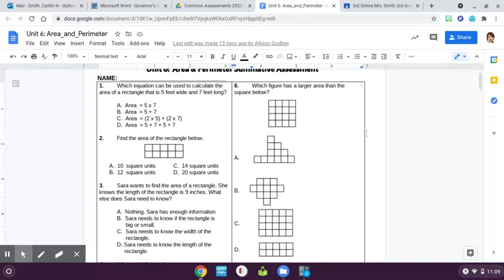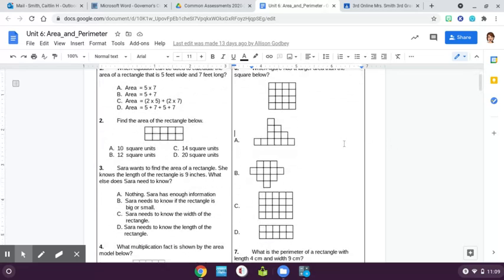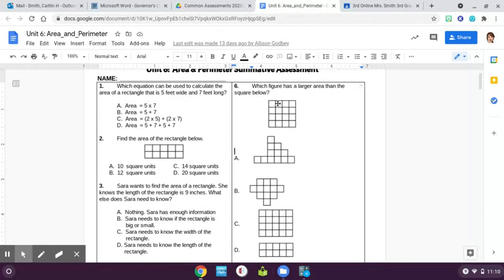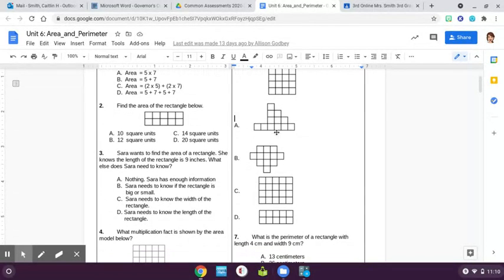Question 6. Which figure has a larger area than the square below? Well, to be able to figure that out, we have to know the area of the square. Well, it's 4 times 4 because it's 4 across for the width and 4 up and down for the length. I know that 4 times 4 is 16. So my question is, which figure has a larger area than the square below? Well, if the square below is 16, we have to find one that has more than 16. So you can simply count, or you can add up. I'm going to jump down here. This one, 2 times 5 is 10. Can't be that one. 4 times 5 is 20.